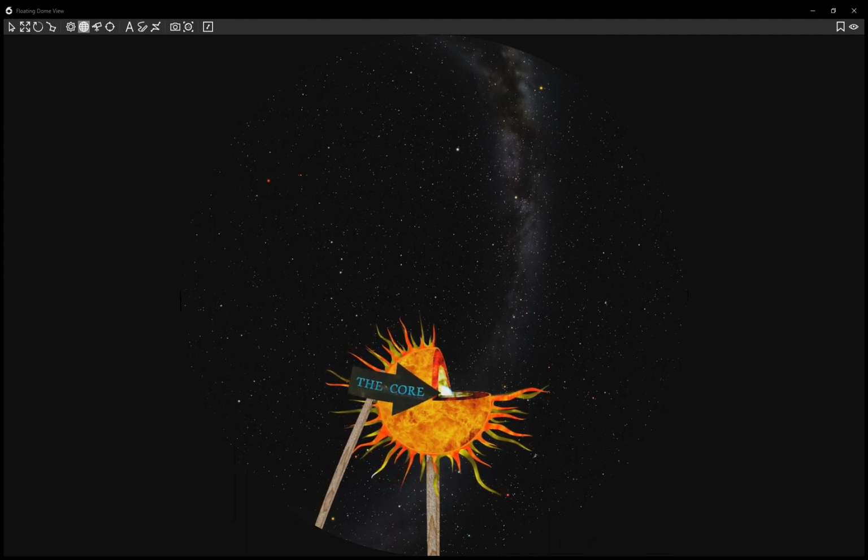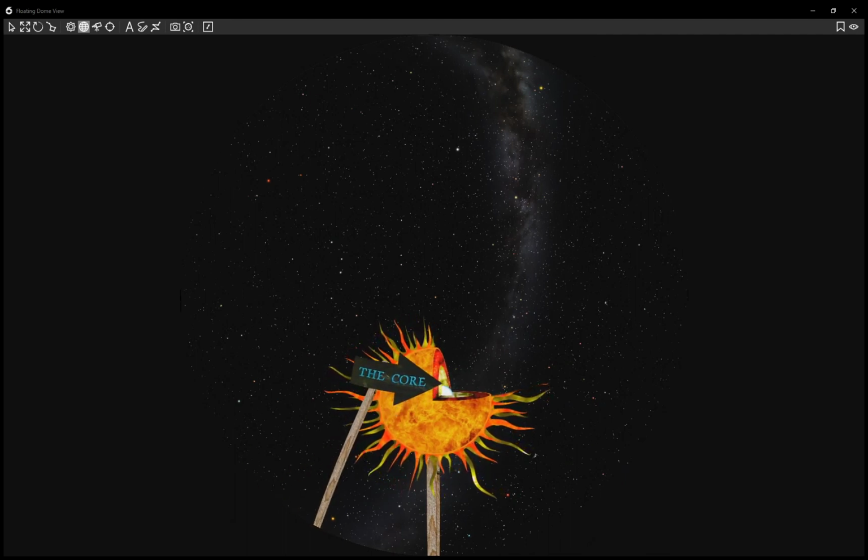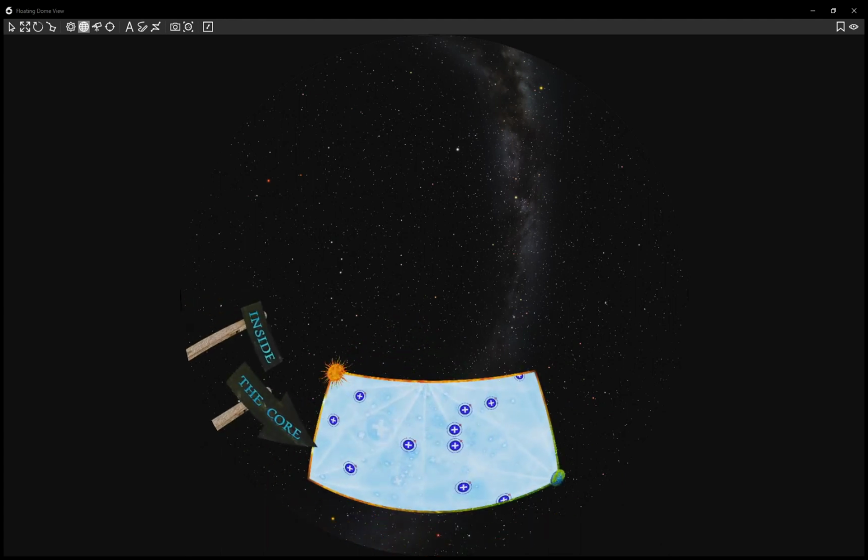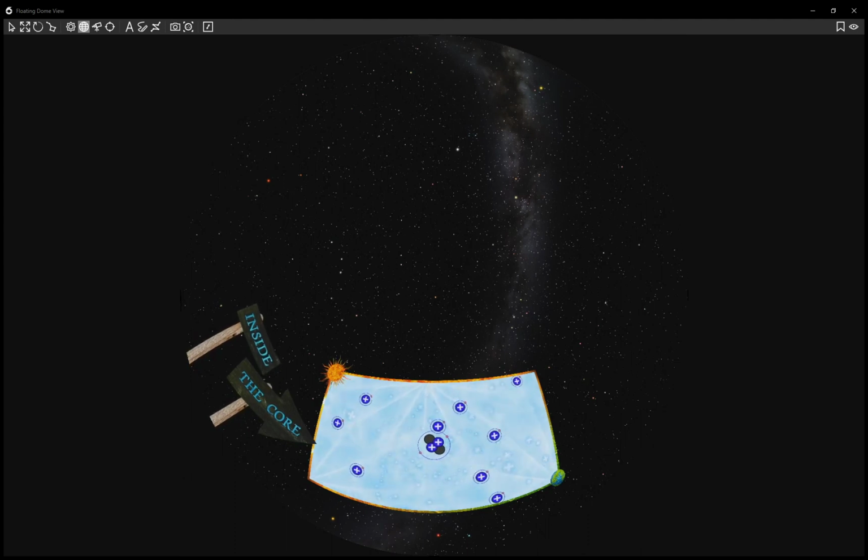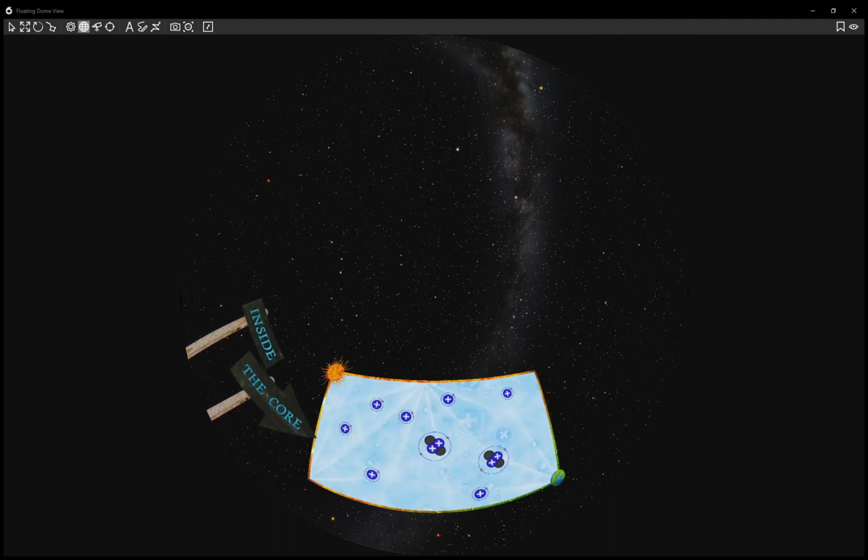Finally, the core. The heat and pressure in the sun's core are so great that atoms of hydrogen are smashed together to form helium. This process is called nuclear fusion, and it produces the immense amount of energy that will fuel our star over the course of its 10 billion year lifespan.